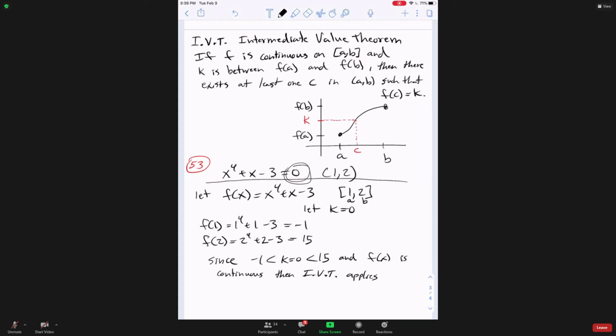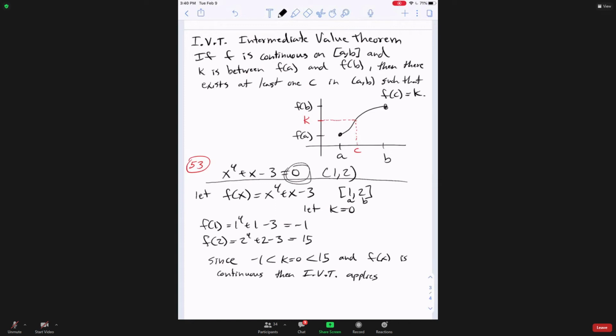Then would you just use a different method? Well, it has to work, because the directions say use the intermediate value theorem to show that there's a root. If I can't use the intermediate value theorem, then it's a trick question. Okay. So the intermediate value theorem applies, and then there has to be a root.